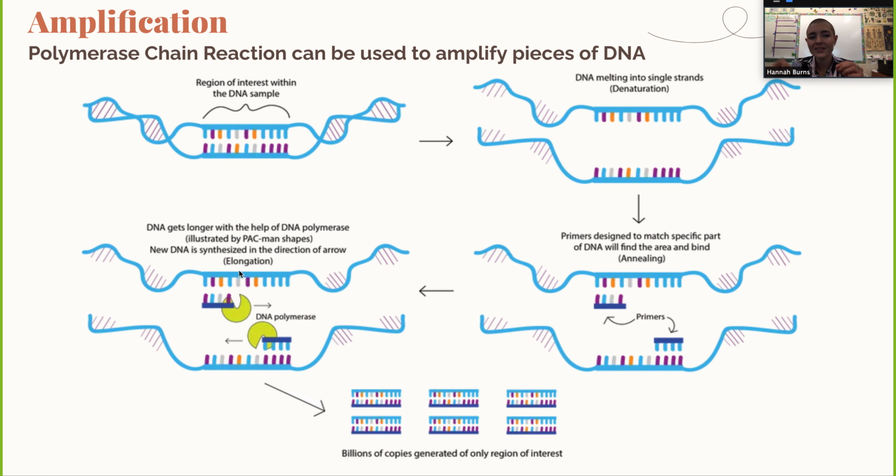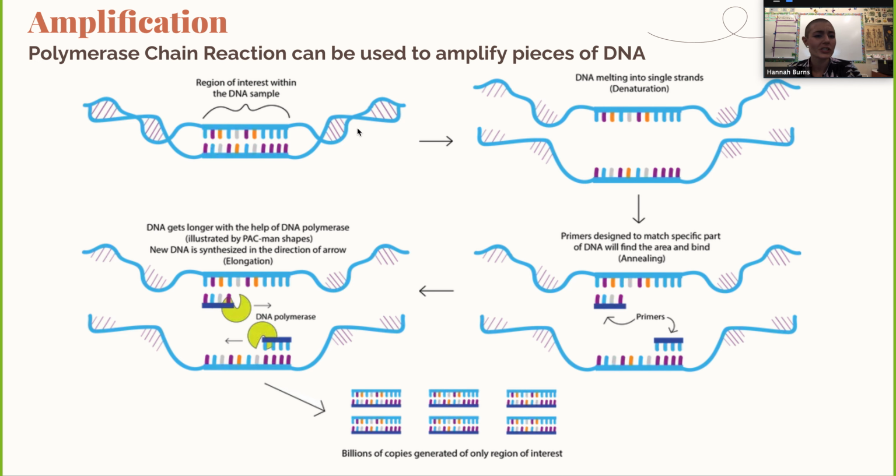So this should sound a little bit familiar from DNA replication. It's the same enzyme, DNA polymerase. So it'll make copies of each strand, and then billions of those copies are generated to then be able to use those specific parts of DNA for further analysis via gel electrophoresis.